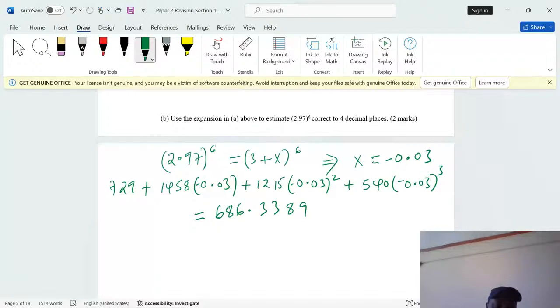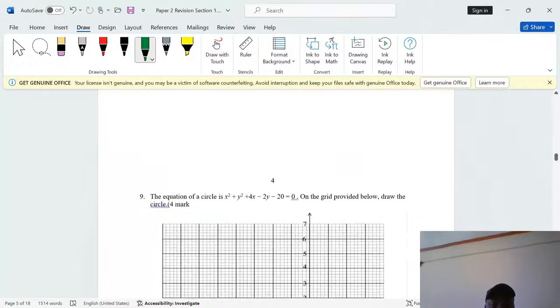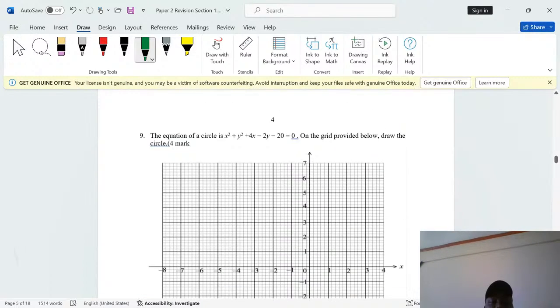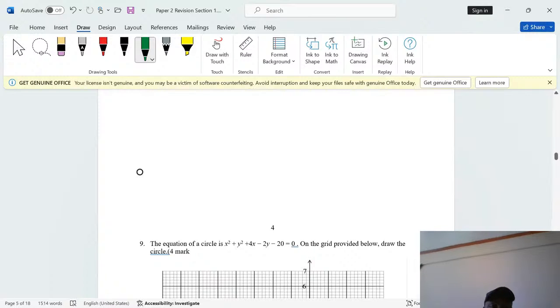Allow me to bring the next question, which is on circles. Let me create a good space for this graph.